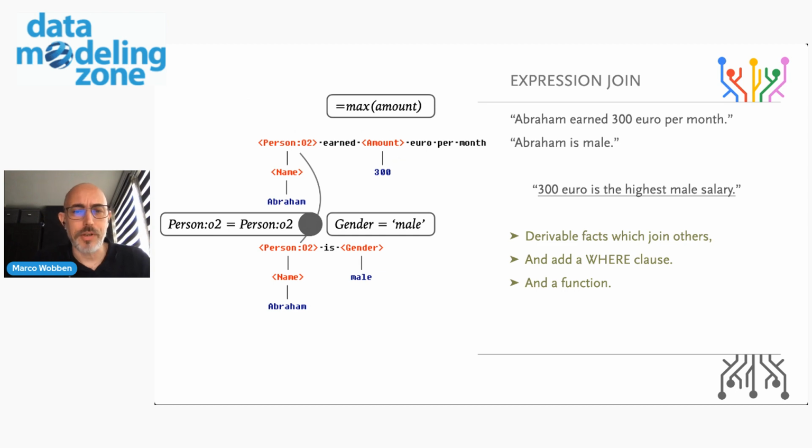We have a fact statement that says 300 euros, and I know that the exchange rate is horrifying. The 300 euro is the highest male salary as a fact. But how do we get that from our information model? How do we, in the end, query that from our database? It is simply by specifying Abraham and 300 euro a month, and Abraham is male. And again, I'm joining them on parts of the information grammar, and I'm adding the where clause that the gender is male. And then over the result, I add the function that says give me the maximum amount. And then we would have populated the 300 euros is the highest male salary.